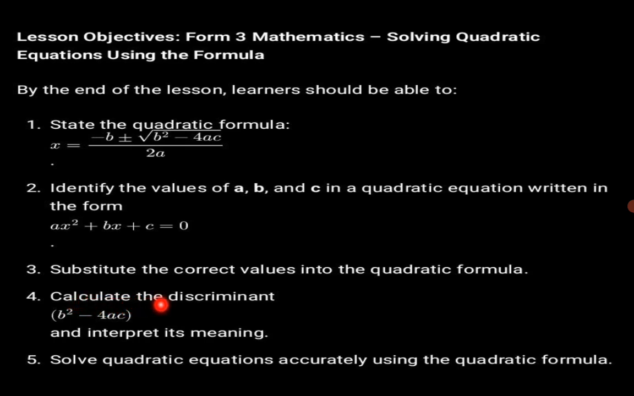You should be able to calculate what is called the discriminant, which is this expression under the root sign. It's called a discriminant. So calculate the discriminant and interpret its meaning. You should be able to solve quadratic equations accurately using the quadratic formula, this formula here. So these are the objectives for this lesson which we must achieve.